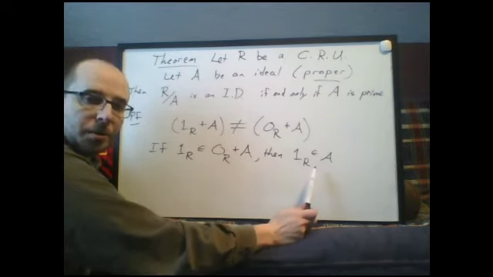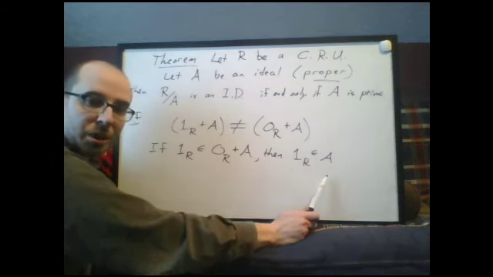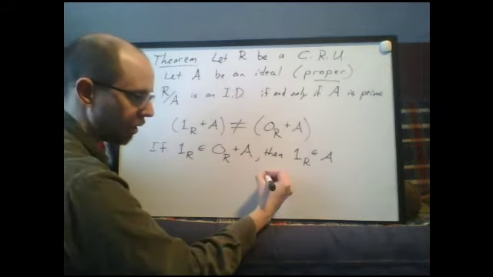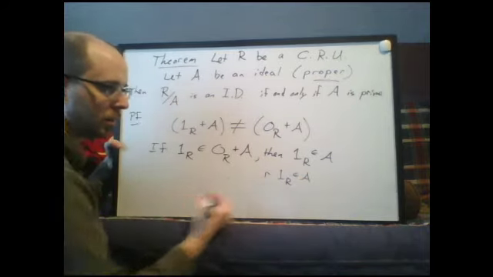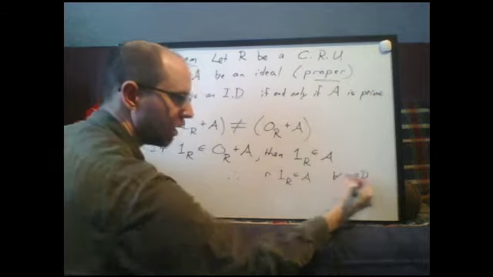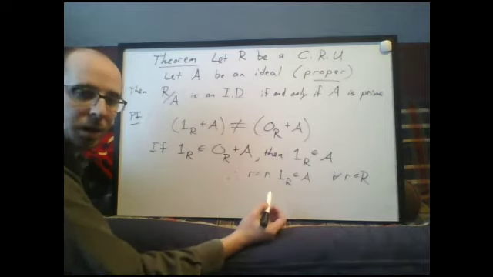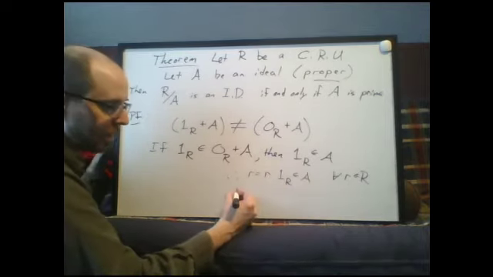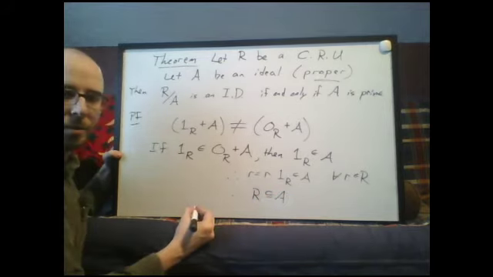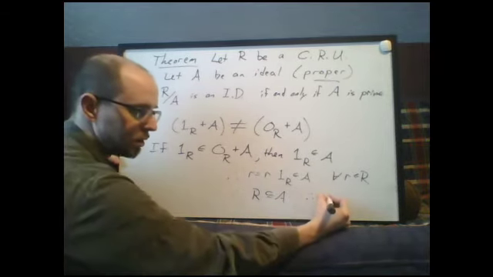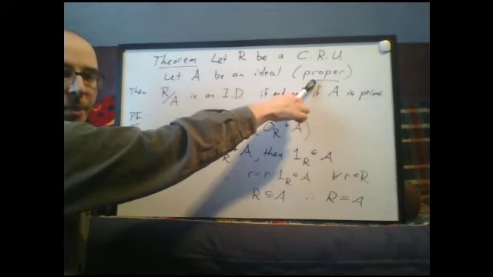Well, this is a problem because once something is in the ideal, that element times anything else will also be in the ideal. So any r times 1 would be in the ideal for any r in R. But that tells me any element of R is r times 1. So any element of R is an element of A, so therefore R would be contained in A. But A is already contained in R, so they'd be equal. But we've already said that A is a proper ideal.